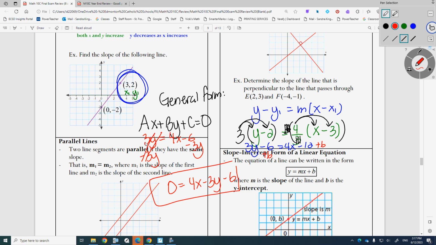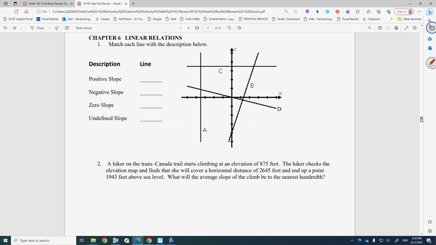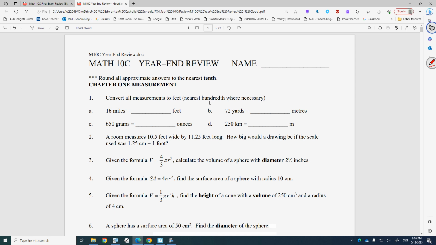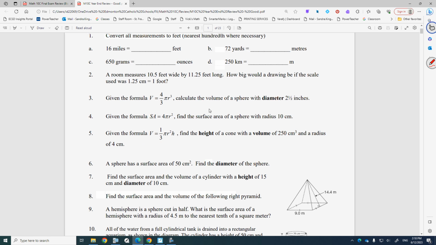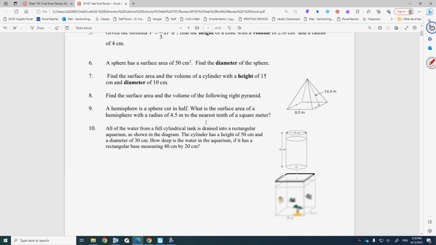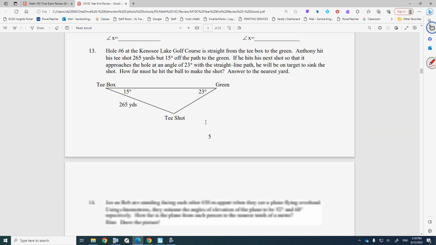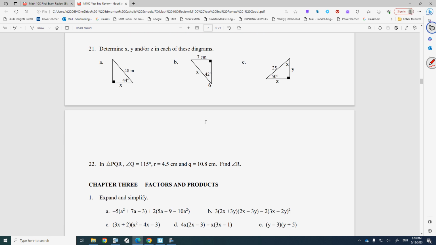Okay, so I'm going to give you some practice for this. Your practice will be on the year-end review that I gave you. This was the first page of the year-end review. I want you to flip to page 11. And I'll show you which practice I want you to do.